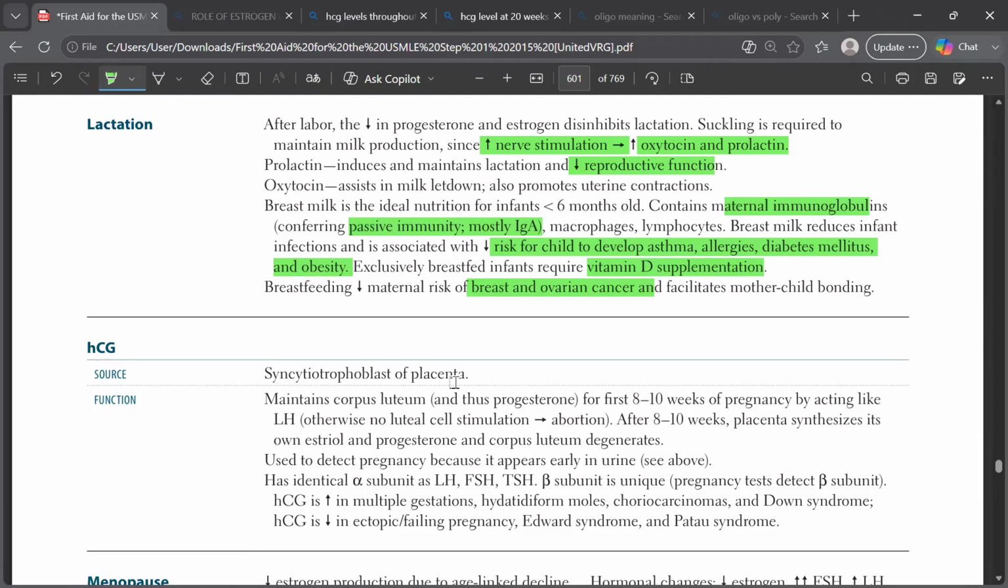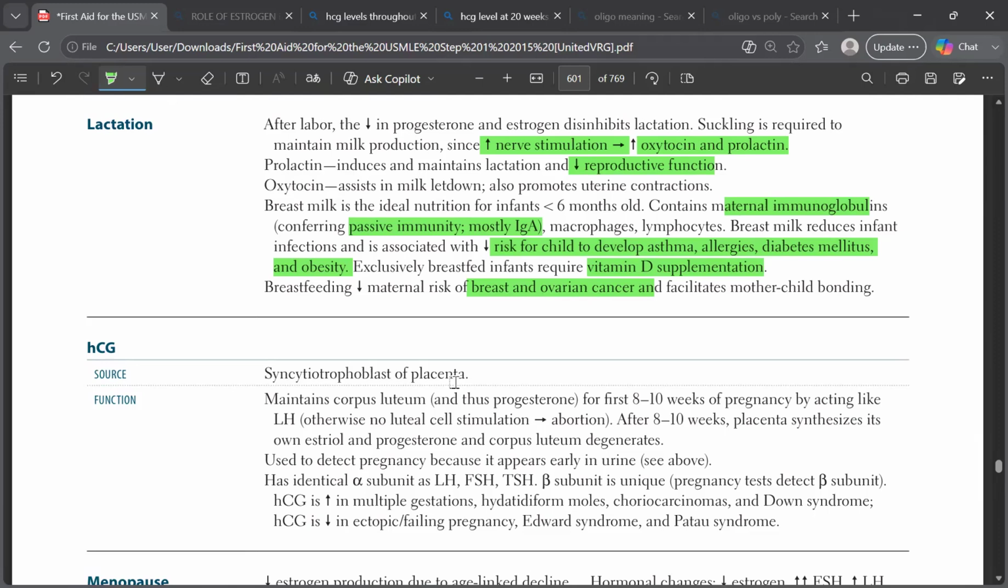The function is that it maintains the corpus luteum and thus progesterone for the first 8 to 10 weeks of pregnancy by acting like luteinizing hormone. Otherwise, no luteal cell stimulation and there's abortion. After 8 to 10 weeks, the placenta synthesizes its own estriol and progesterone and the corpus luteum degenerates.